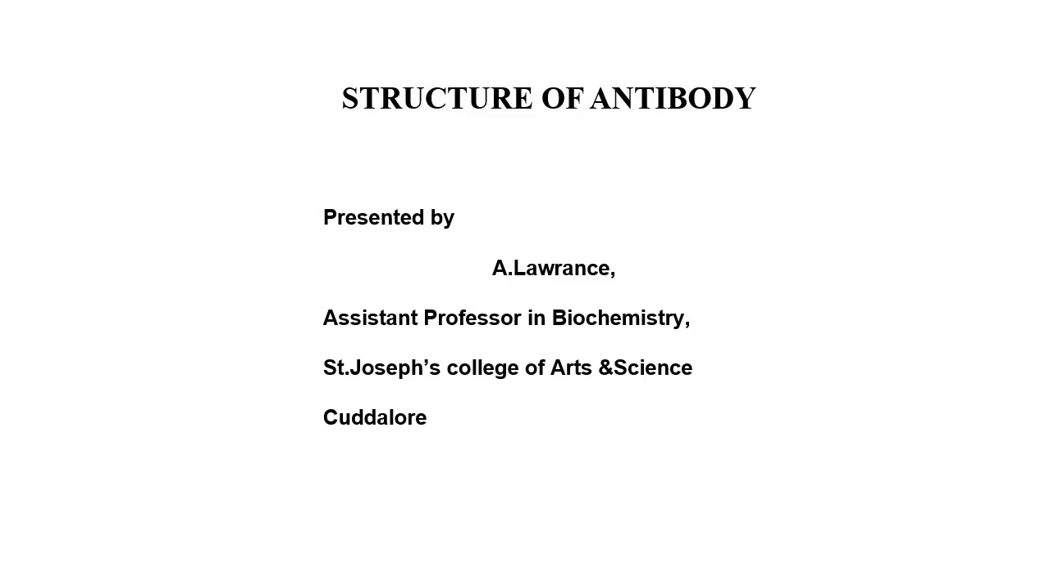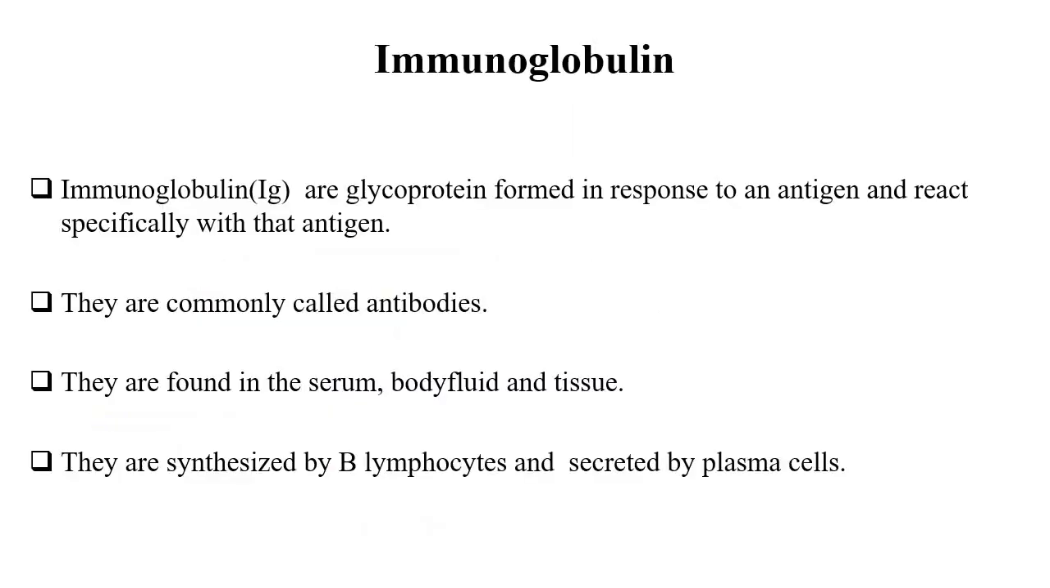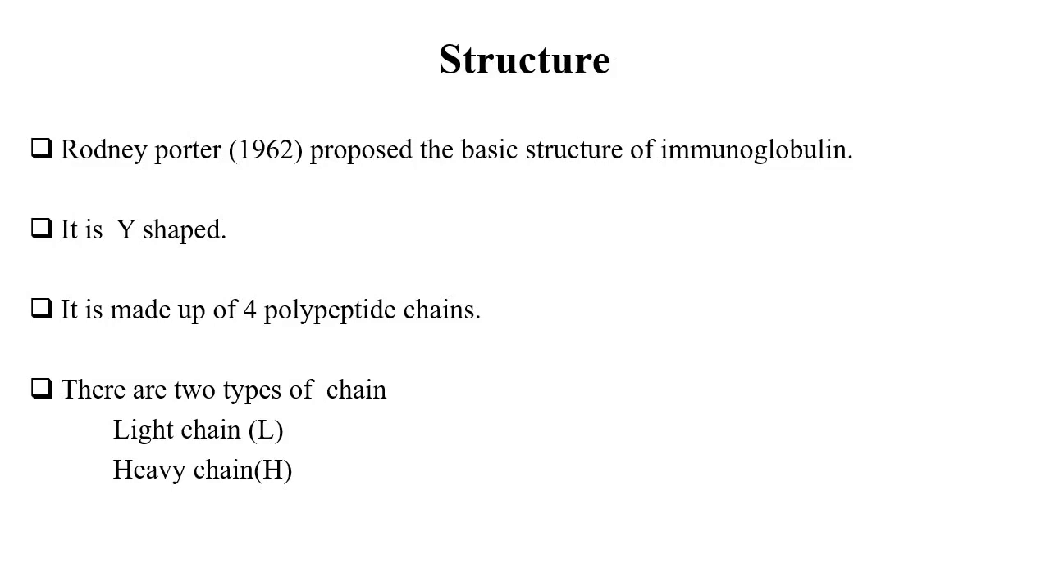So good morning. So today I am going to discuss the structure of antibody. Immunoglobulins are glycoproteins formed in response to an antigen and react specifically with that antigen. They are commonly called antibodies. They are found in serum, body fluid and tissues. They are synthesized by B lymphocytes and secreted by plasma cells.